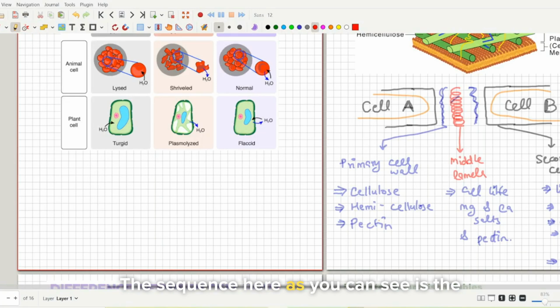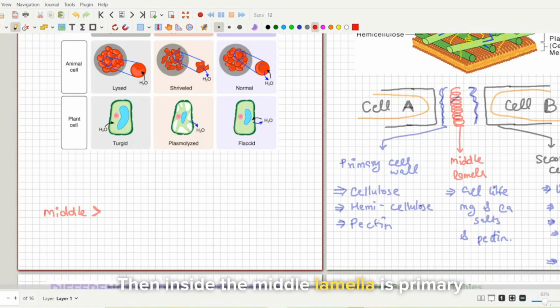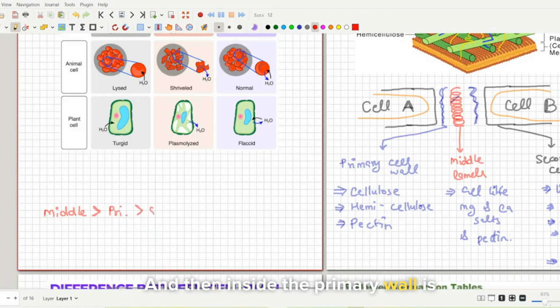The sequence here, as you can see, is that the outermost layer is the middle lamella, right? The middle lamella is present most outside of the cell. Then inside the middle lamella is the primary wall, right? And then inside the primary wall is the secondary wall, and inside the secondary wall, what is inside? It is the plasma membrane.